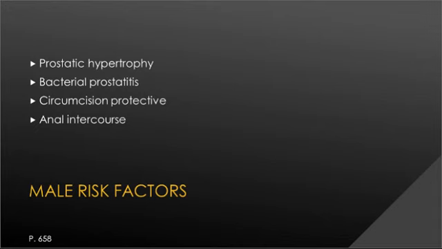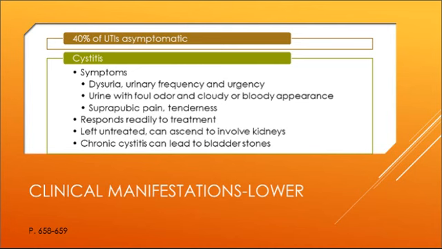Males can be more at risk as they get older with bacterial prostatitis, which can be from a sexually transmitted infection. Circumcision is protective. The uncircumcised male is more prone to urinary tract infections. Those participating in anal intercourse, these are risk factors for males and UTIs. 40% of urinary tract infections are asymptomatic.